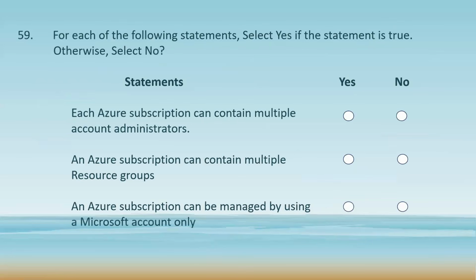Next question. For each of the following statements, you need to select yes if the statement is true, otherwise you need to select no. So the first statement is each Azure subscription can contain multiple account administrators. You can have co-administrators, however, there can only be one account administrator. So this statement is incorrect.